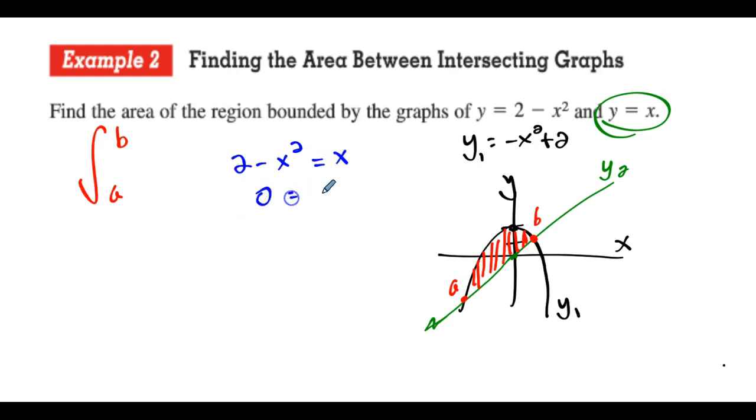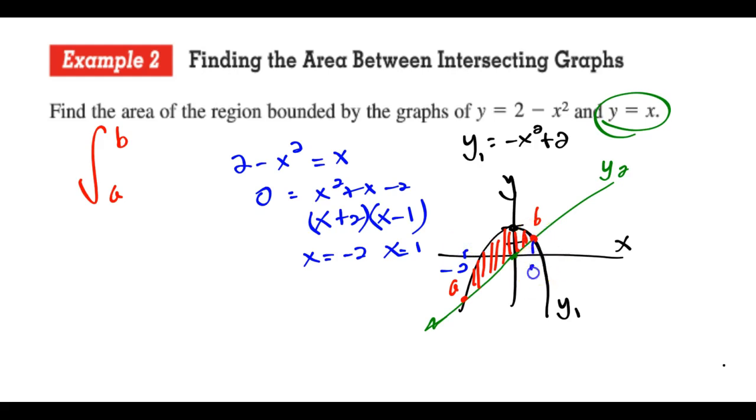Let's set it equal to 0 by bringing everything over, plus x minus 2. Factor, looks like 2 and 1 are going to be some pretty good factors. Plus and minus, so x equals negative 2 and x equals 1. So I know this is a negative 2 and I know this is a 1.